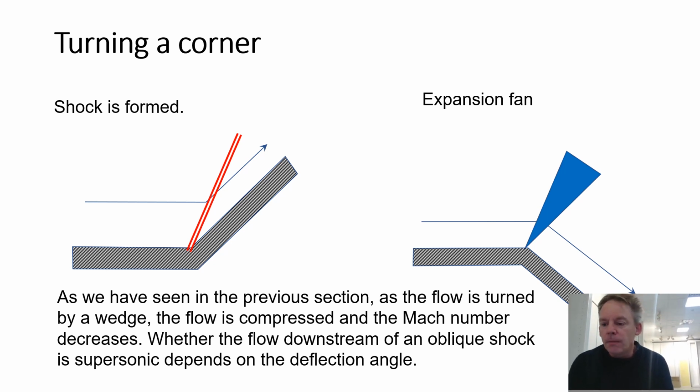So how does the flow adjust? Well, as we've discussed, if the flow is turning up or it's compressed, shocks form, and if it turns a corner, we have an expansion fan, a series of waves that are emitted at the corner, these very small infinitesimal arc waves, and this allows the flow to be deflected.